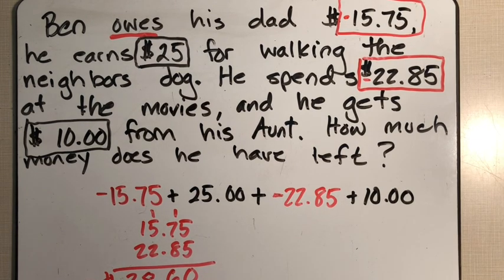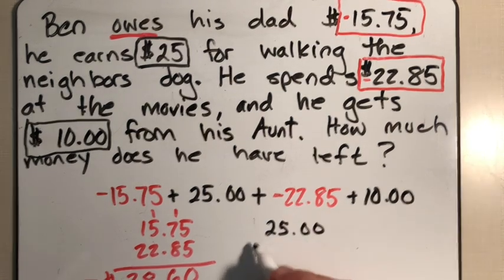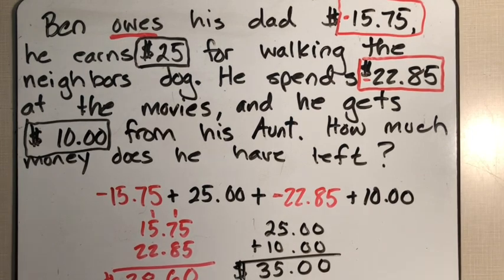Let's figure out what the gain is. What's the total gain? So I've got $25 plus $10. Oh, this one's way nicer. So 0, 0, 5, and 3. So I have $35 gain. So he gained 35, he lost or is in debt for 38.